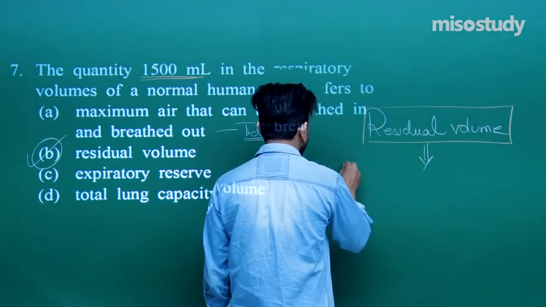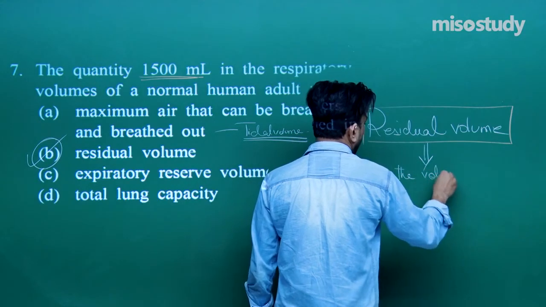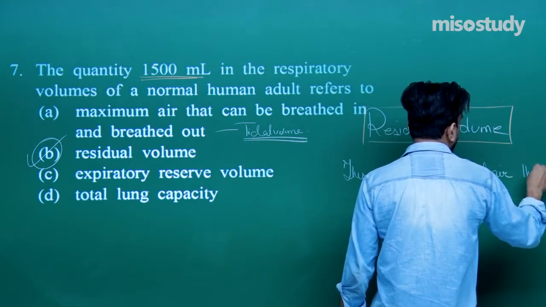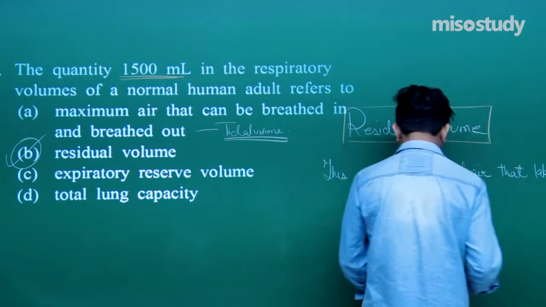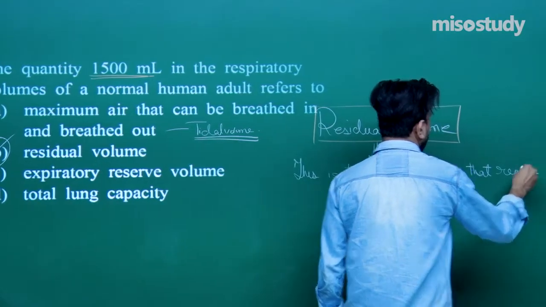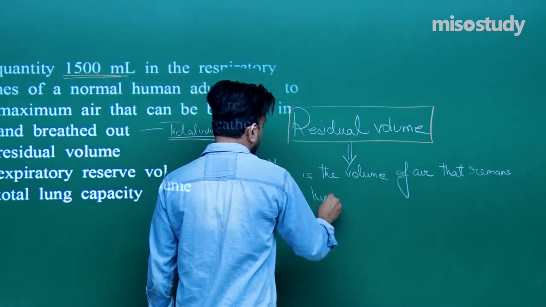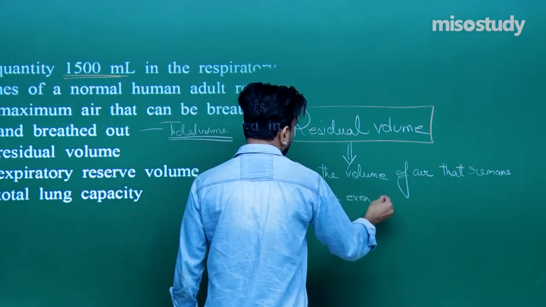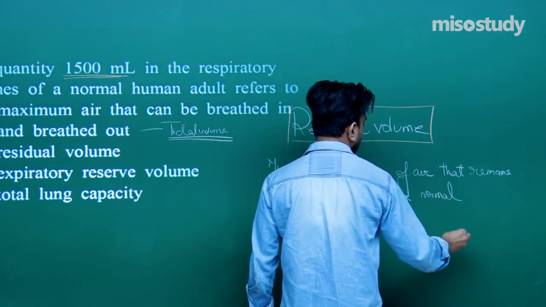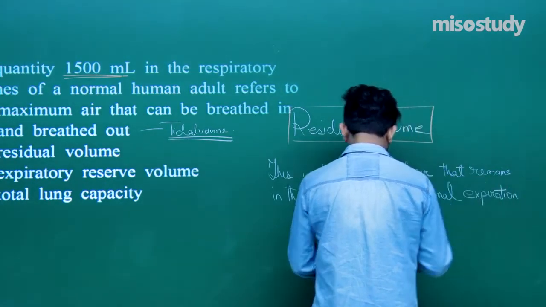So, we can say this is the volume of air that remains in the lungs even after normal expiration, right.